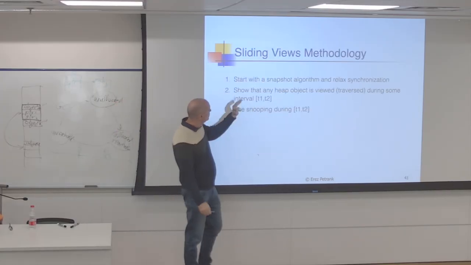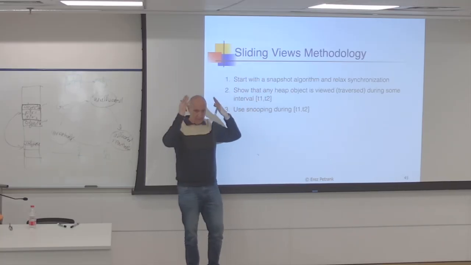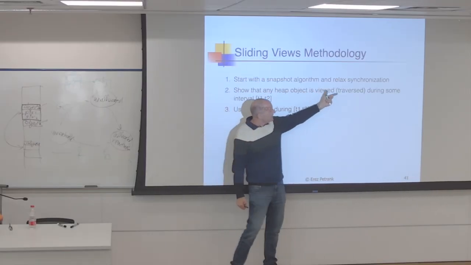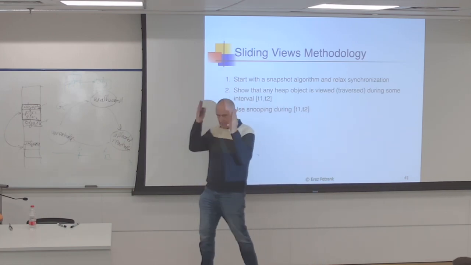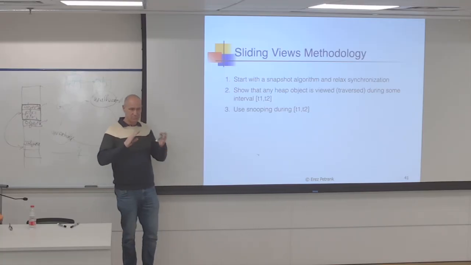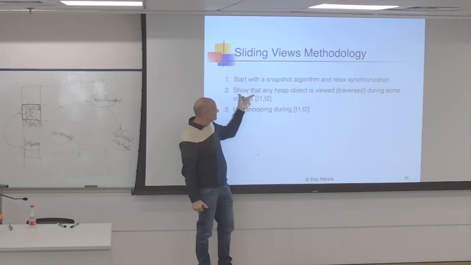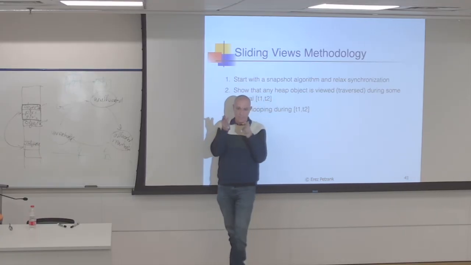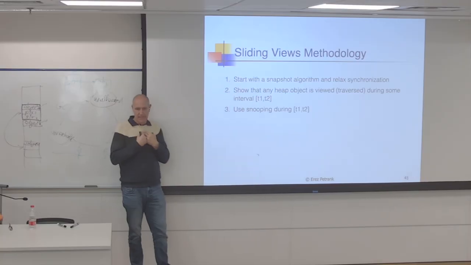Okay, cool. So the methodology: I'm going to start with some snapshot algorithm where everything is stopped. I'm going to relax the synchronizations. I'm saying I do not stop all the threads simultaneously now, and let's see what happens. Things will happen badly for sure, but I'm going to now say that any heap object is viewed during some interval. And this I have to show for my algorithm.